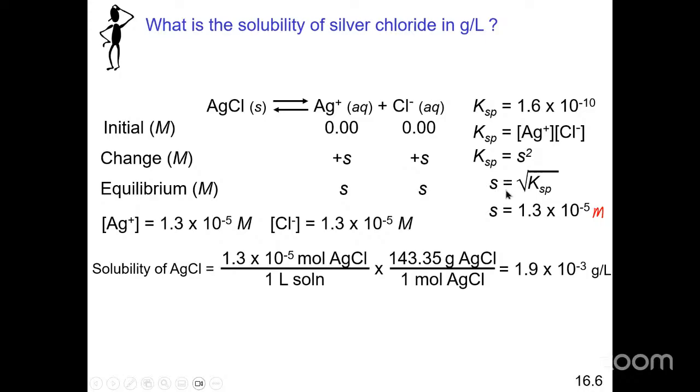And then we find the square root. To get S, we find the square root of KSP, and that would be equal to the molarity of the ions, which would be the molarity of the compound itself because of the 1:1:1 ratio between the silver chloride that goes into solution and the concentrations of the ions. And then we multiply that by the molar mass to get the solubility. All right? Any other questions?